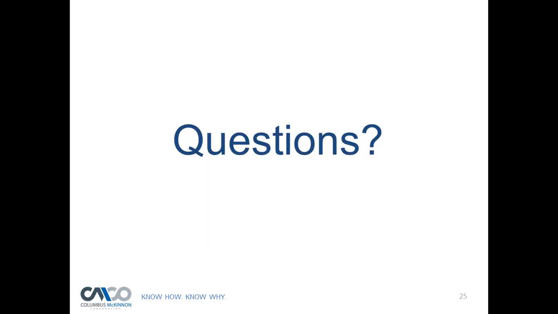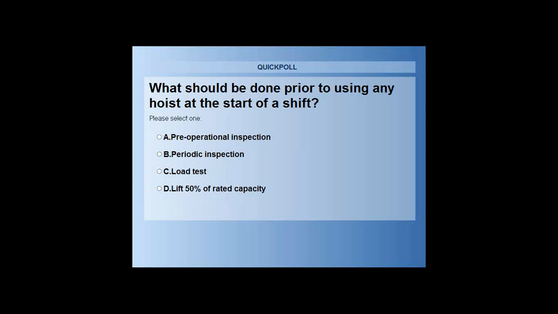Yep, Peter, I'd like to go ahead and do a quick polling question, if you don't mind, before we take questions, okay? Just a sec. All right. So if everybody can see this, the question is, what should be done prior to using any hoist at the start of a shift? Is it pre-operational inspection, periodic inspection, load testing, or lifting 50% of rated capacity? And for those of you on an iPad, you're going to have to put your answer into the Q&A pane because I don't think the polling works on iPads. Again, what should be done prior to using any hoist at the start of a shift? Pre-operational inspection, periodic inspection, load testing, or lifting 50% of rated capacity?